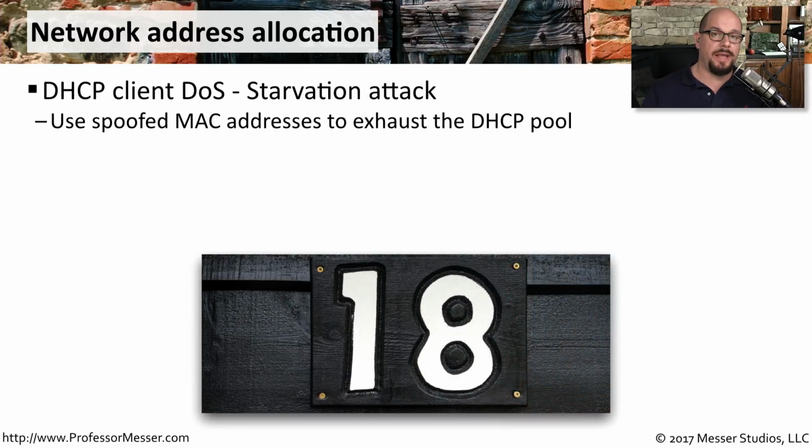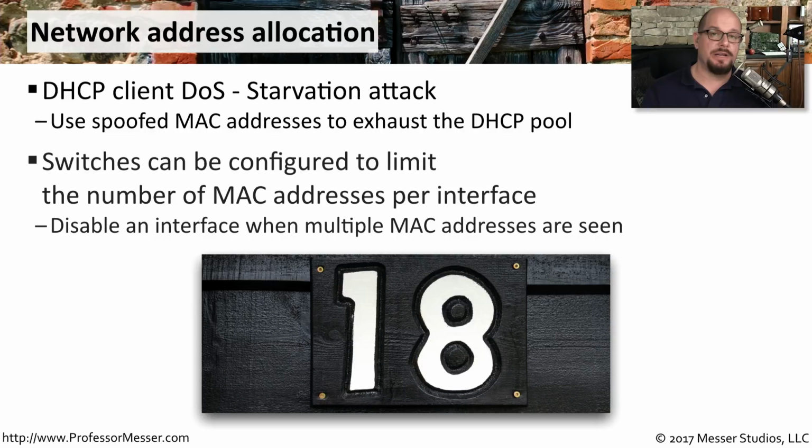Another security challenge we have with DHCP is that someone can spoof a MAC address and constantly request DHCP addresses from the DHCP server. This will very quickly cause the server to run out of IP addresses. We call this a DHCP starvation attack. This is another example where we can configure a switch to look for these particular situations, and it's very common to configure switch interfaces to limit the number of MAC addresses that could be associated with an individual interface on the switch.